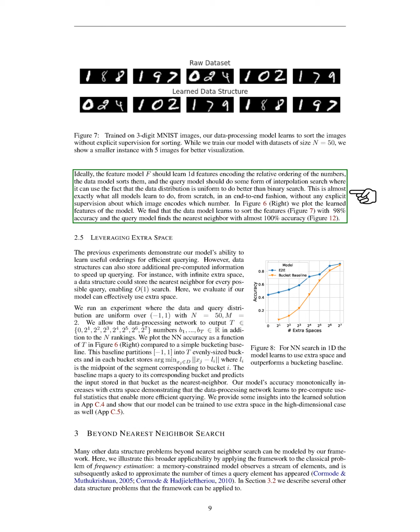Remarkably, all models learn to do this from scratch in an end-to-end manner without explicit supervision regarding which image corresponds to which number. We observe that the data model achieves 98% accuracy in sorting the features, and the query model finds the nearest neighbor with nearly 100% accuracy.